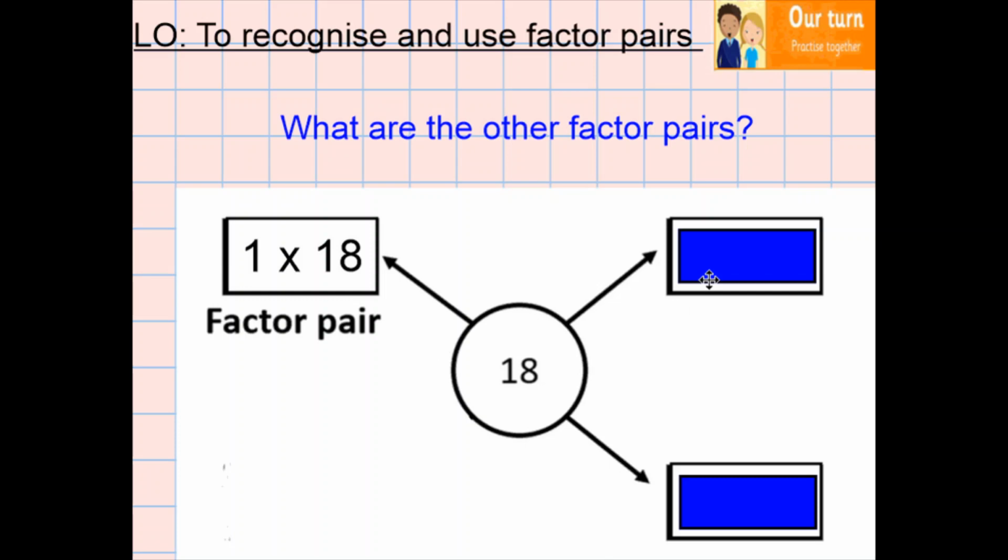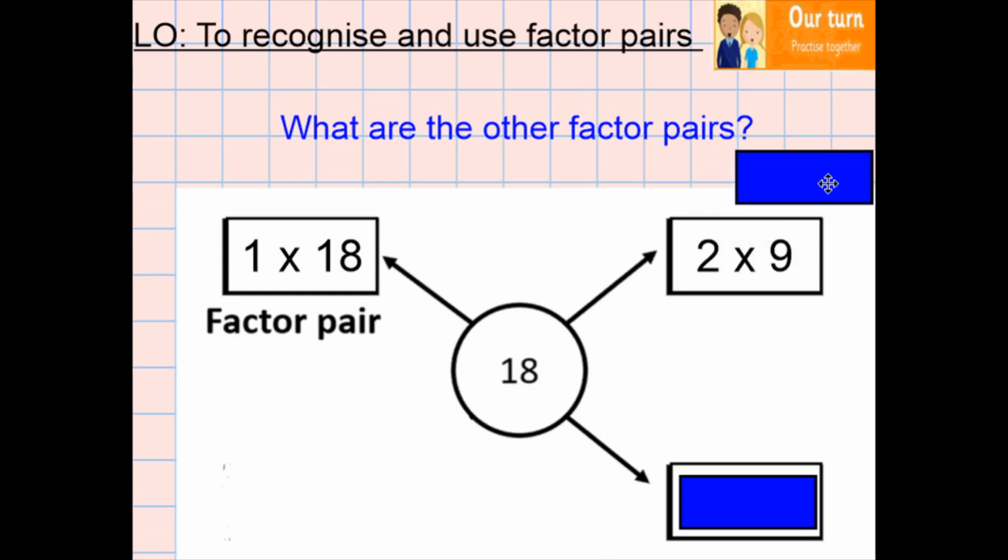How did you get on with that? Shall we have a look together? So we know 1 and 18 go together. 1 times 18 is 18. What about 2? Can you think of a number that goes with 2 to make 18? Yes, that's right, it's 9. 2 lots of 9. 2 times 9, or 9 times 2.